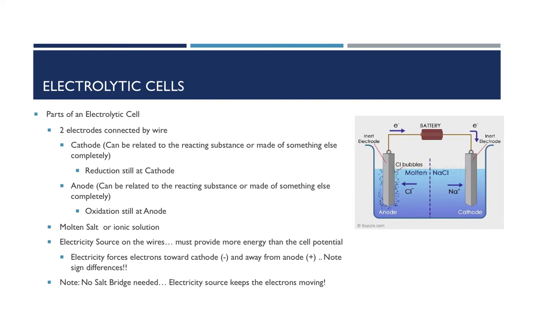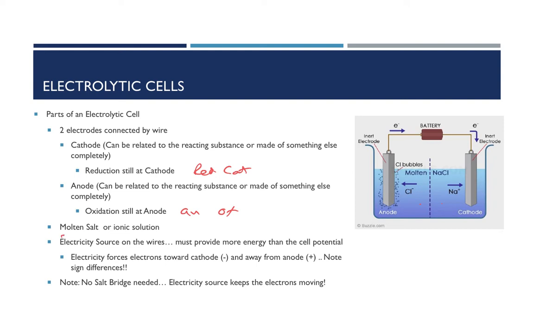All right, so an electrolytic cell is set up a little bit differently than a voltaic cell. But the first commonality is you still have two electrodes connected by a wire. You have the cathode, which might be related to what you're trying to react, or not. But reduction still happens at the cathode, so red cat still works here. The anode is again where the oxidation happens, so an ox still works here. And once again, that can be related or not related to whatever substance you're trying to react.